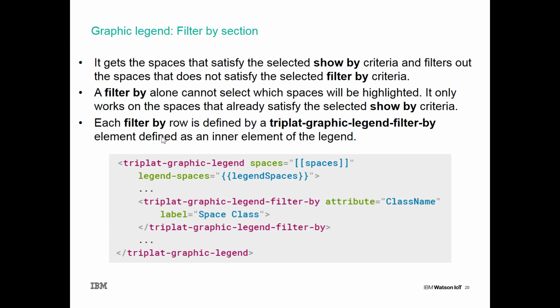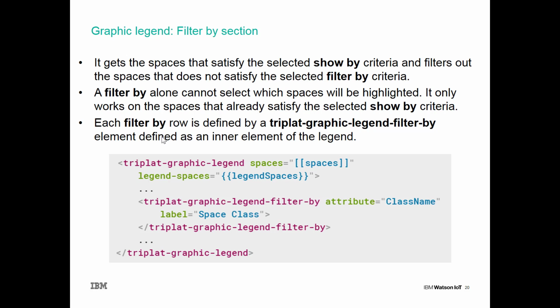The second section of the graphic legend is the filter by section. A filter gets the spaces that satisfy the selected show by criteria and filters out the spaces that do not satisfy the selected filter by. The filter by alone cannot highlight the space. It always works in conjunction with the show by. So the user needs to first select a show by and after that select a filter by.